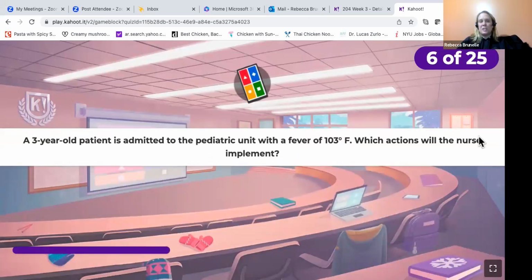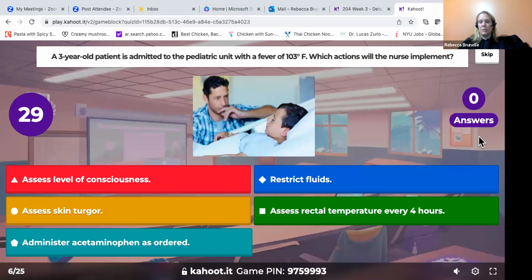So this is another select all that apply. A 3-year-old patient is admitted to the pediatric unit with a fever of 103. Which actions will the nurse implement? Assess level of consciousness, assess skin turgor, administer acetaminophen as ordered, restrict fluids, and assess rectal temperature every 4 hours.